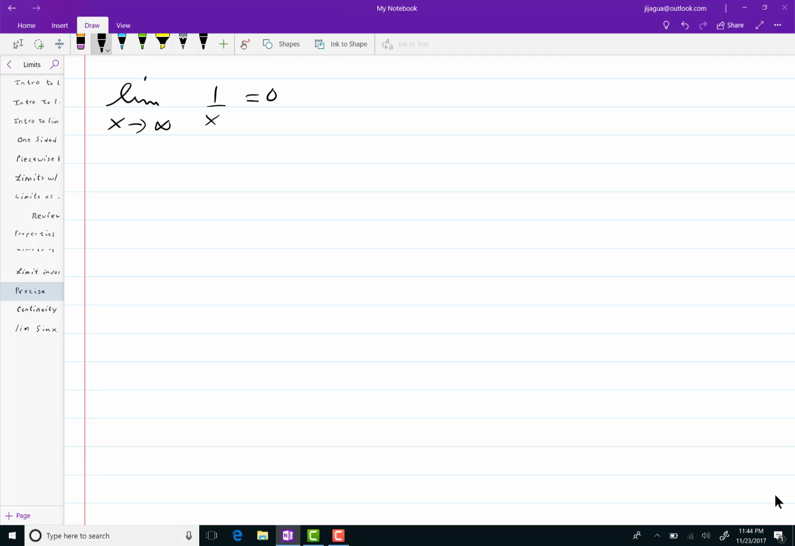And you can see if you graph it, you'll see that the function comes in and does something like that. And we know that it becomes closer and closer to the x-axis as x goes to infinity. I'd like to quantify, how do we know this limit is going to 0? I mean, what's the definition of this?